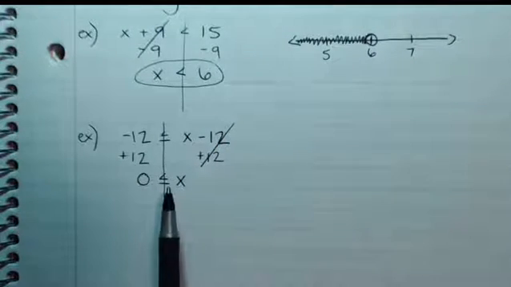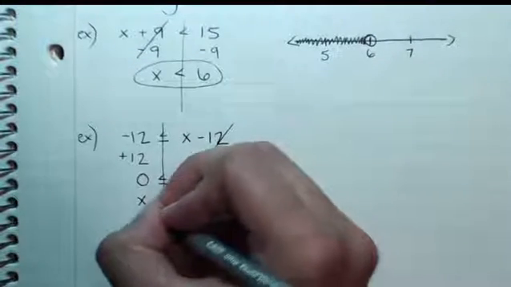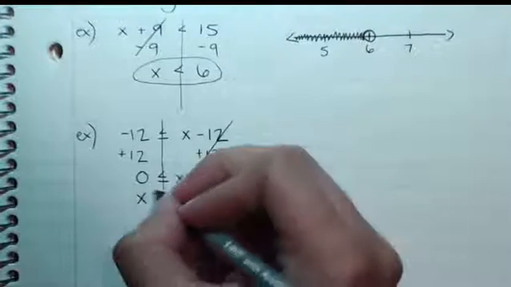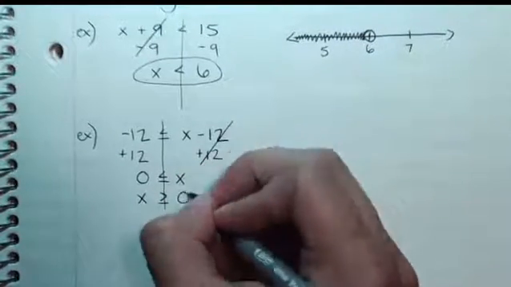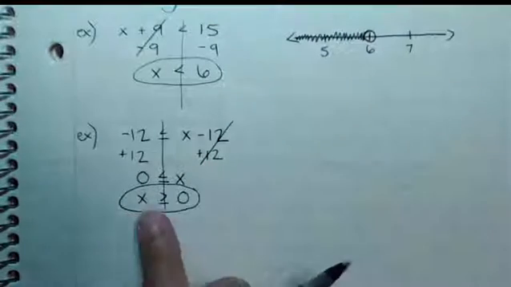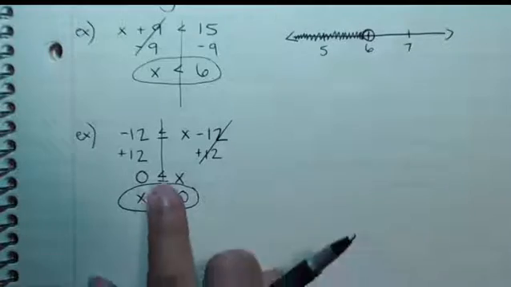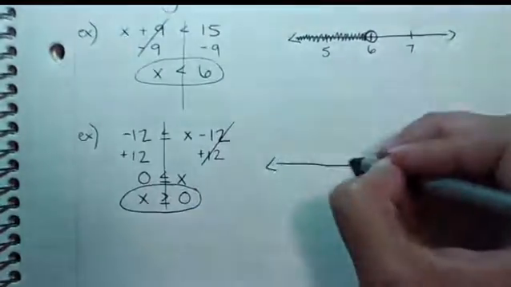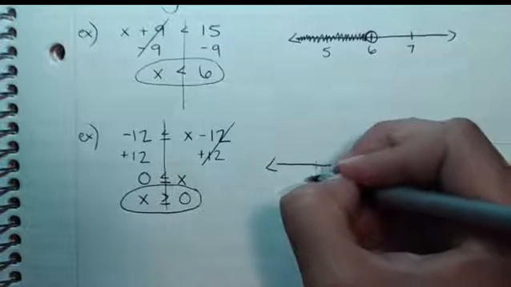However, there's an issue here because, again, my variable's on the wrong side, so I'm going to rewrite it. Now, again, this symbol's opening up towards the x. So if I rewrite it, I have to make sure I'm opening up towards the x. So in this case, my answer is x is greater than or equal to 0. When you rewrite it, you have to flip. When I graph this, 0's in the middle, a couple on the left, a couple on the right.